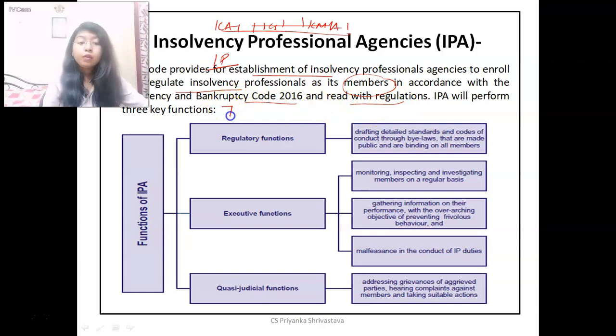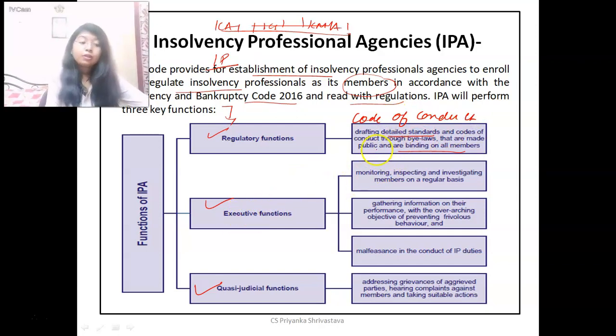It will perform the following functions. Basically, members will enroll themselves as insolvency professionals in the IPA, and the work of the IPA is to regulate these professionals. The main three functions are regulatory function, executive function and quasi-judicial function. So what is the regulatory function? They will draft detailed standards, code of conduct and bylaws that are made public and will be binding on all the members. So the code of conduct is made for members.